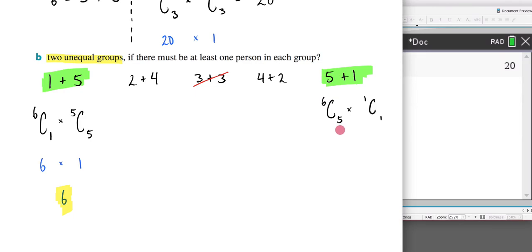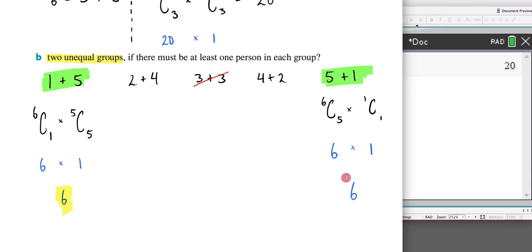Well, 6C5, that's the same as 6. And this 1C1, well, that's just the same as 1. So I'm going to be left with 6 as my answer here. And let me just keep the consistency. I did that in blue, so let me do this in blue as well. So that is how you would approach that question.